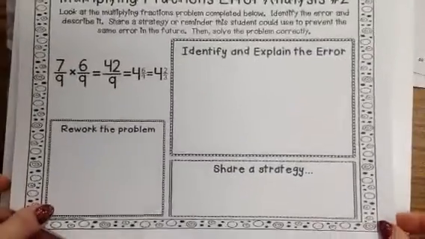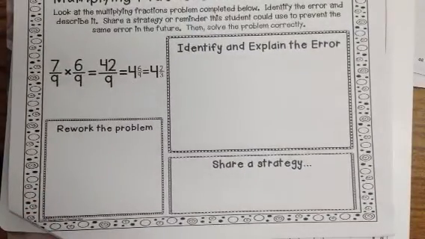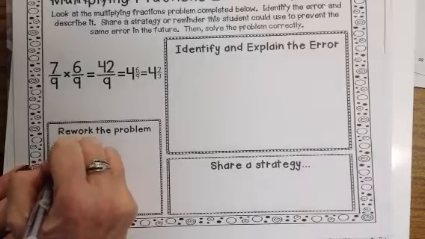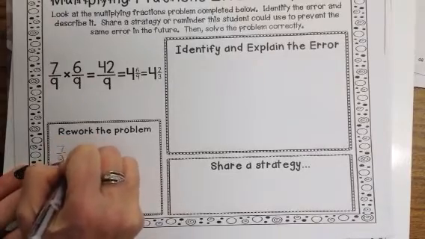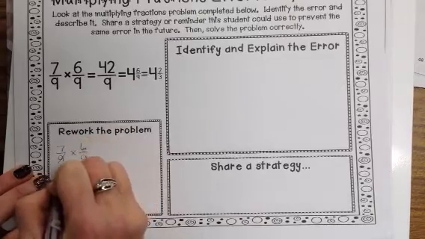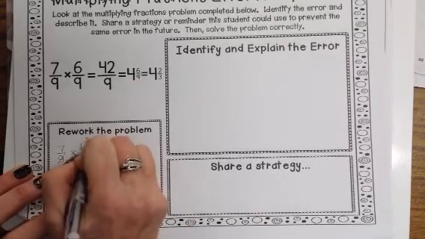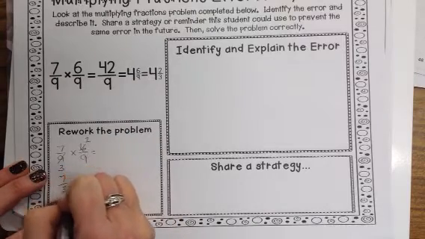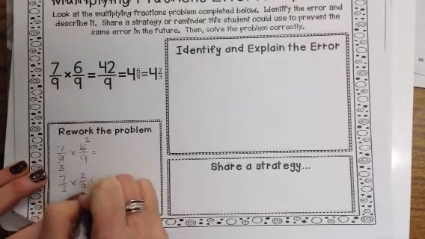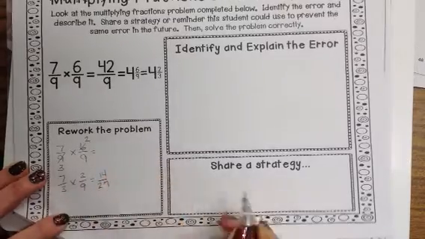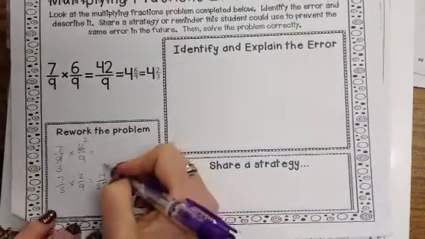So the next problem they had on here was 7/9 times 6/9. And they multiplied across. So let's go ahead and solve this problem. 7/9 times 6/9. And I can cross cancel going this way and divide these both by 3. So my new equation could be 7/3 times 2/9. When I go across, I get 14/27. And that would be my final answer.